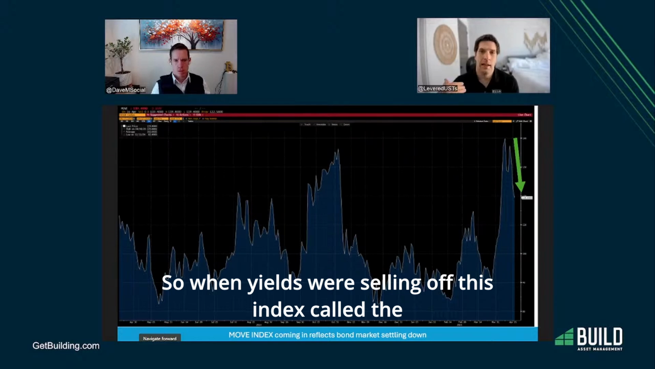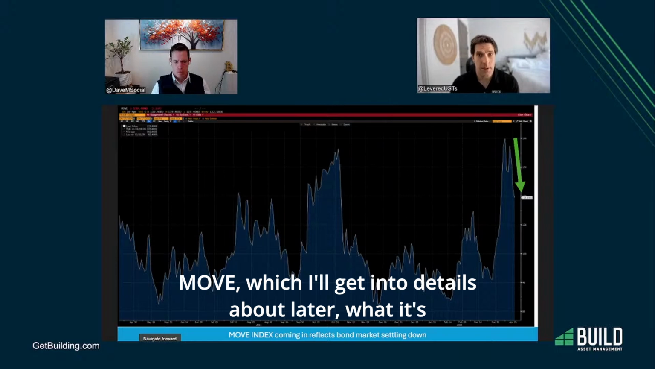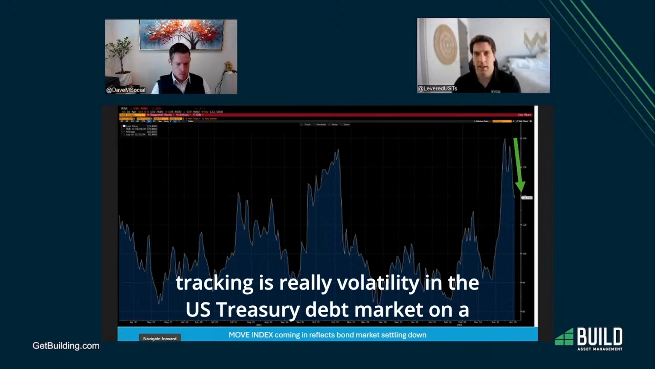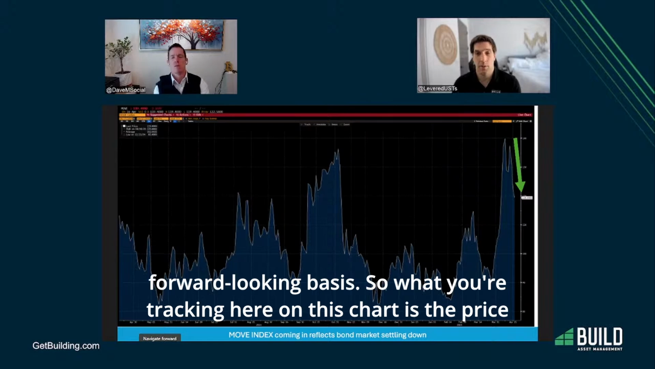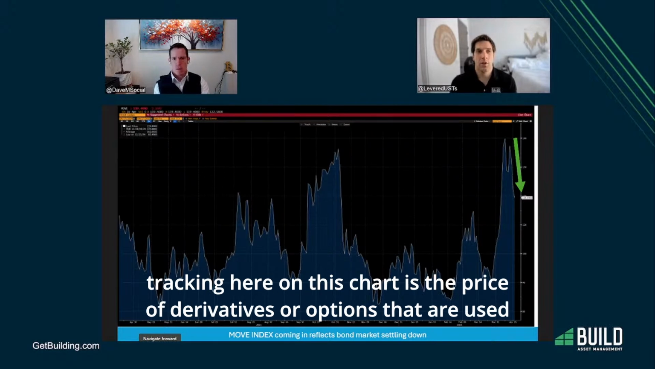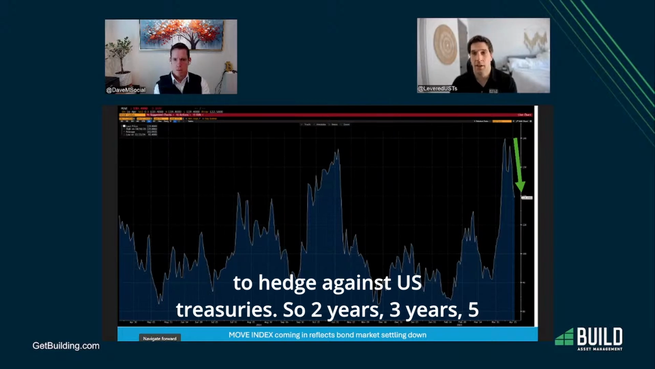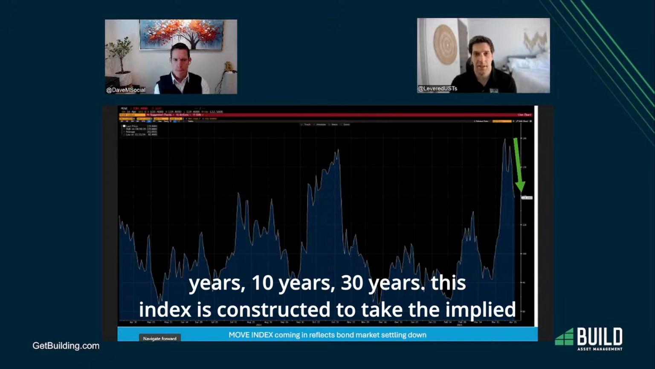So when yields were selling off, this instrument, this index called the Move, which I'll get into details about later, is really tracking volatility in the U.S. Treasury debt market on a forward-looking basis. What you're tracking on this chart is the price of derivatives or options that are used to hedge against U.S. Treasuries: 2 years, 3 years, 5 years, 10 years, 30 years.